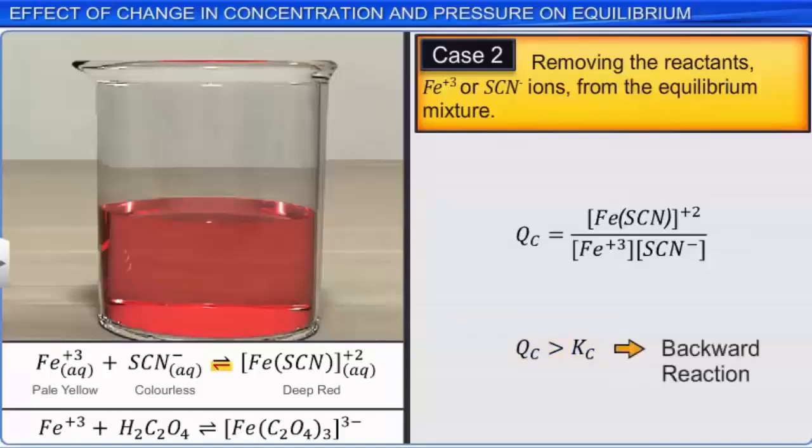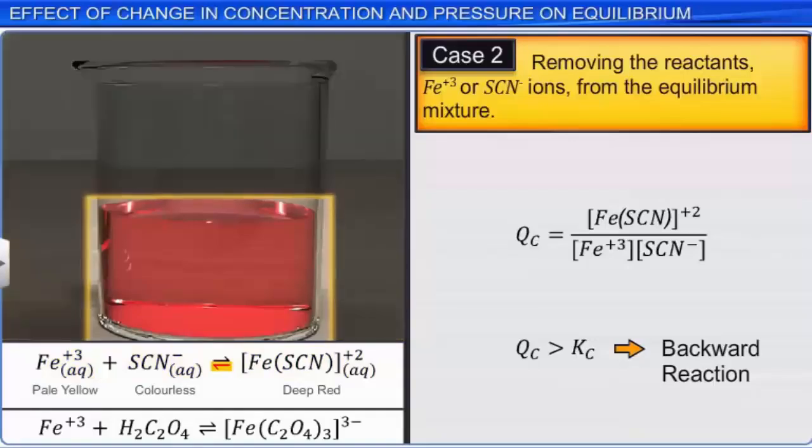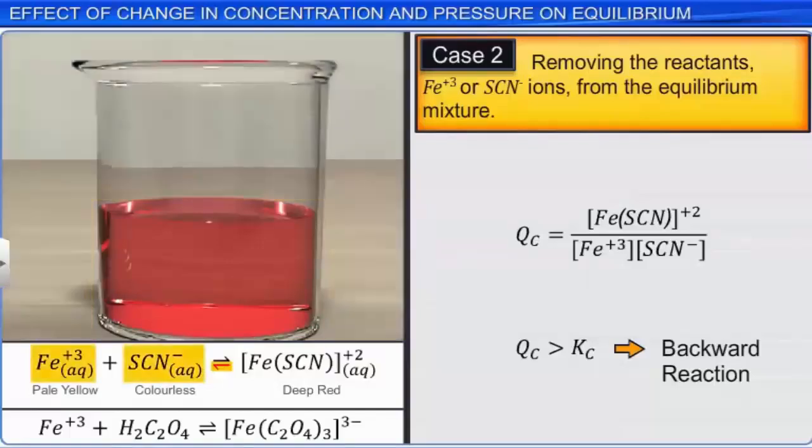Hence, FeSCN+2 ions undergo dissociation to give Fe+3 and SCN- ions. Due to the decrease in the concentration of FeSCN+2, the intensity of the red color decreases. Thus, we can conclude that removing or decreasing the concentration of any one of the reactants always favors the backward reaction.